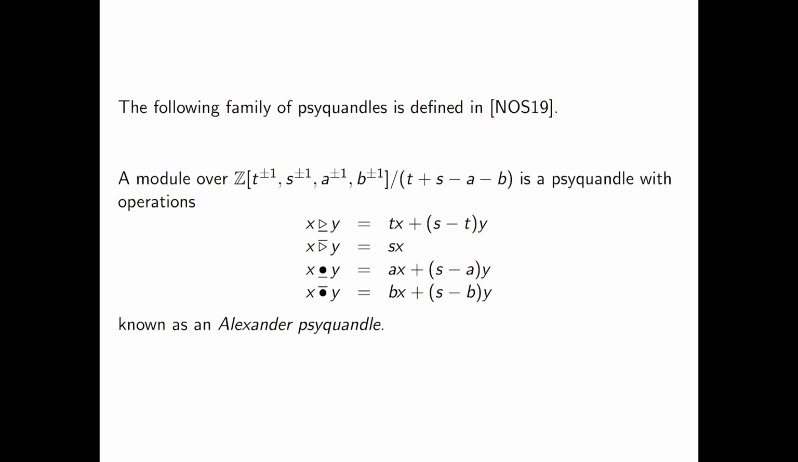Later on in this presentation, we're going to be using a specific Alexander Psyquandle to compute the nicest invariant that you can get out of these Psyquandles, known as the Psyquandle counting invariant. We'll do that in a little bit. And then we're also going to use a specific Alexander Psyquandle to compute the cocycle enhancement of that counting invariant. That'll be at the end of the presentation.